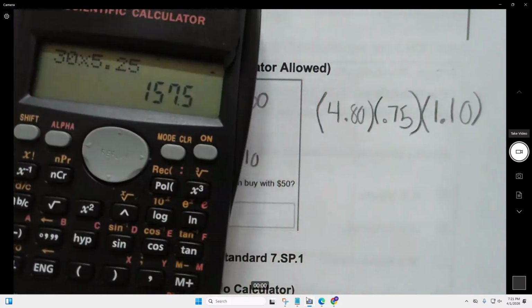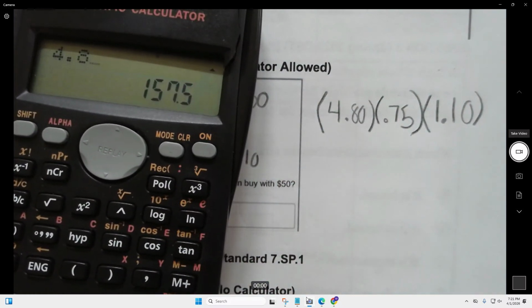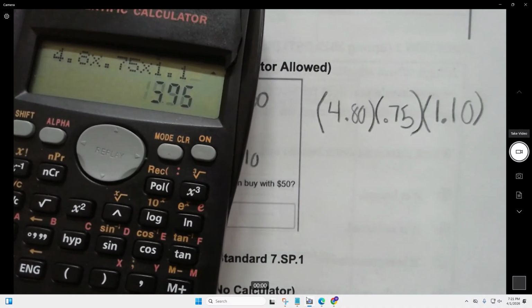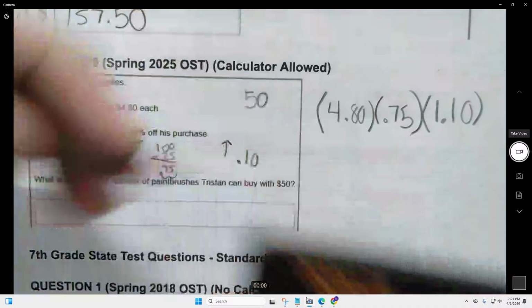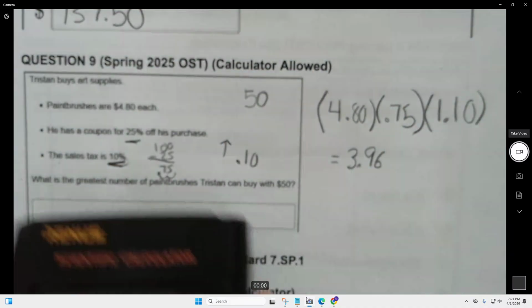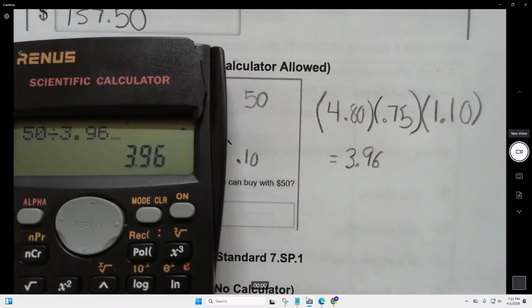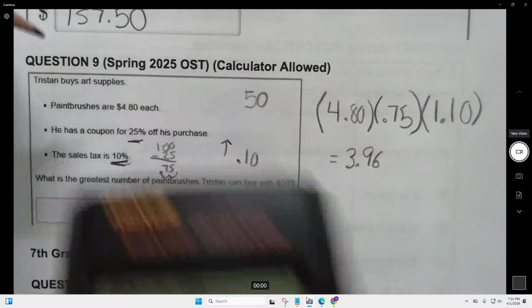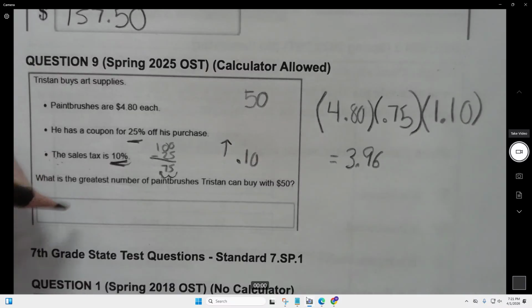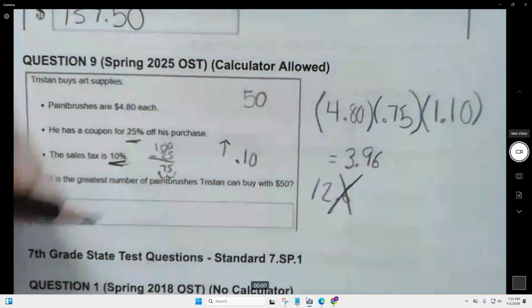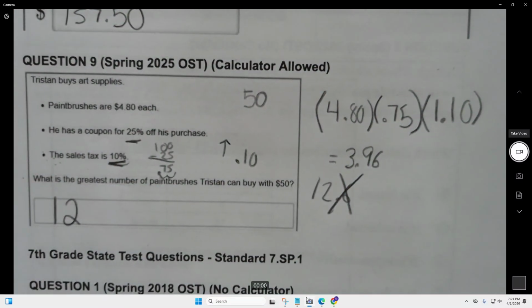Let's figure out what that means. 4.8 times 0.75 times 1.1. That means each paintbrush is $3.96. We have $50 to spend. So if we have $50 and you divide that by the price of $3.96, you get 12.6. But you can't buy 0.6 of a paintbrush, so he can only buy 12.